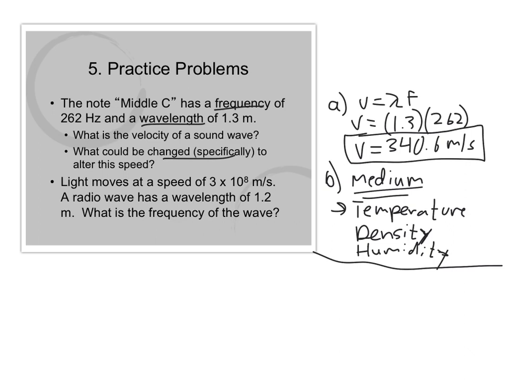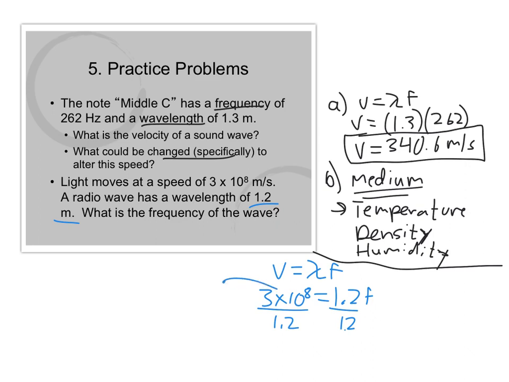For our second one, we have light waves move at a speed of 3 times 10 to the 8th meters per second, which is quite fast. We want to know what the frequency of a radio wave is that has a wavelength of 1.2 meters. That is the approximate wavelength of things in that radio wave range. And so we can say 3 times 10 to the 8th is our velocity, equals 1.2 times our frequency. So we divide by 1.2.